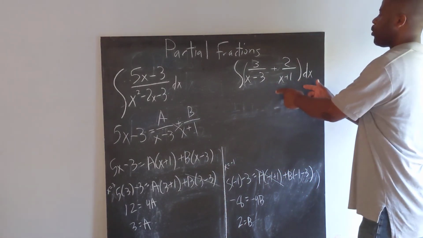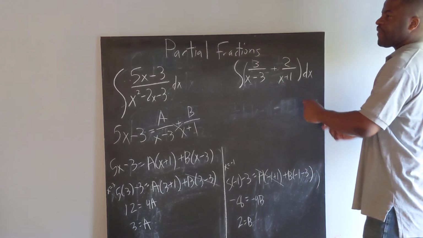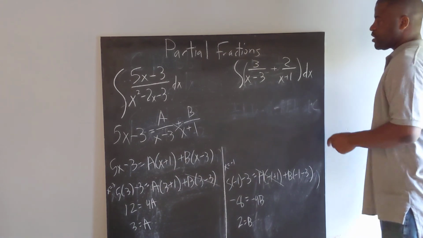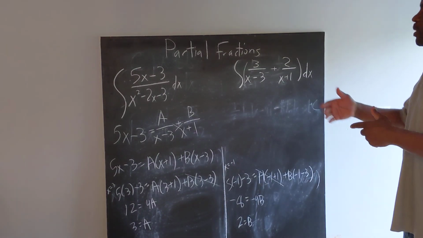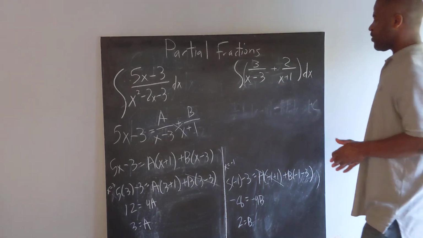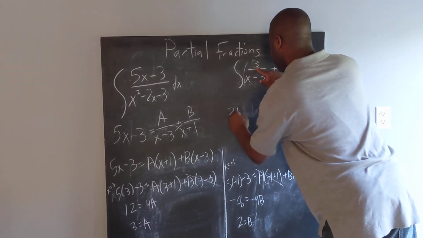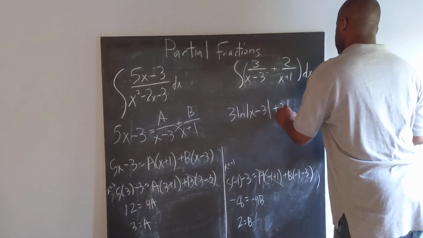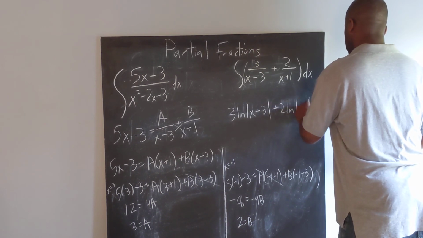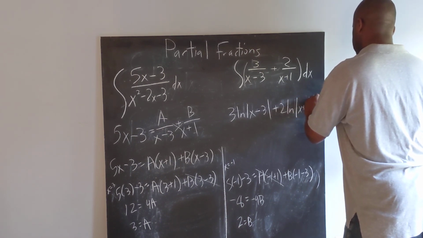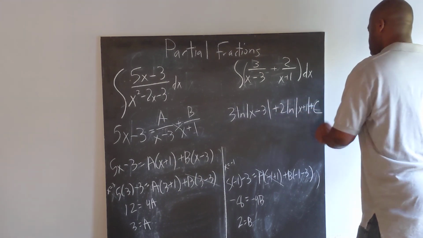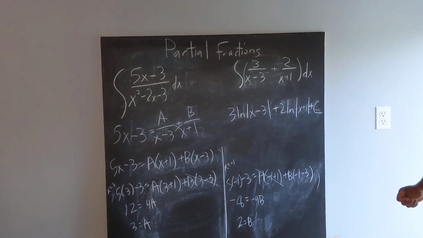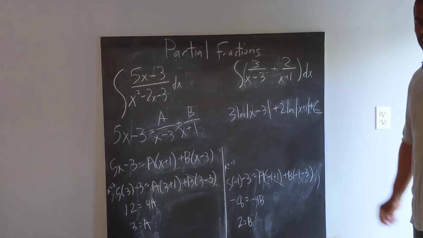Now we know that this is not the final answer. We have to go back to the old rules where the antiderivative of 1 over x was equal to natural log of x plus c, and we have to apply that rule in this case. So that's going to be 3 natural log of x minus 3 plus 2 natural log of x plus 1. Of course, when we're doing integration, we have to add the arbitrary constant plus c. So that's 3 natural log of x minus 3 plus 2 natural log of x plus 1 plus c.